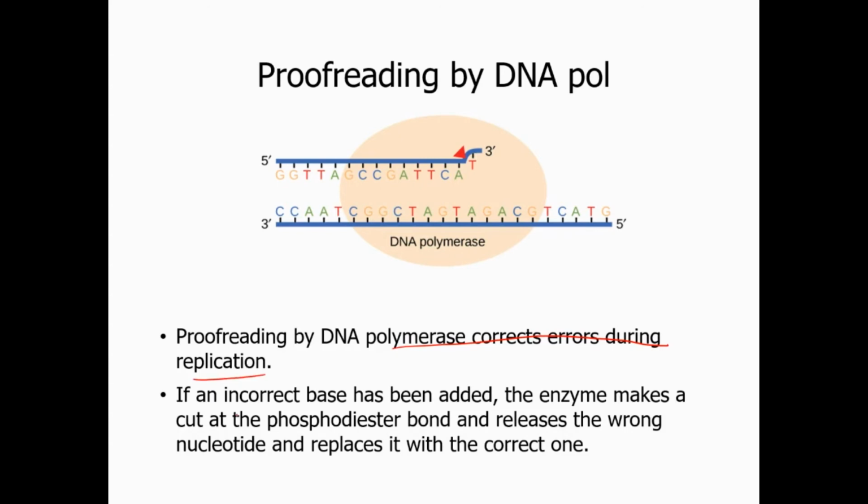Right? Now, if an incorrect base is accidentally added, the enzyme can make a cut at the phosphodiester bond and release the wrong nucleotide and replace it with the correct one. So this is how it works.